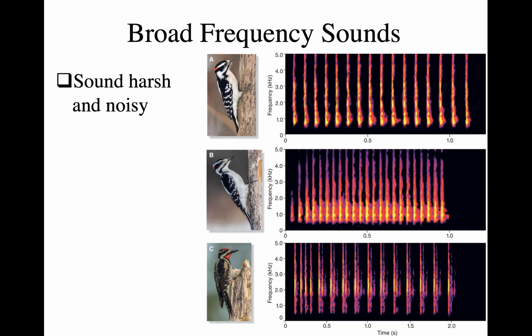At least 2 of these we've seen in lab. We've seen the downy woodpecker on the top and the yellow-bellied sapsucker on the bottom. So I'm not going to play you all of these drumming sounds, but they do vary somewhat with the rapidity of their drumming phrases, but they're all pretty much encompassing the same broad frequencies. And so they're going to produce this very harsh-like sound.